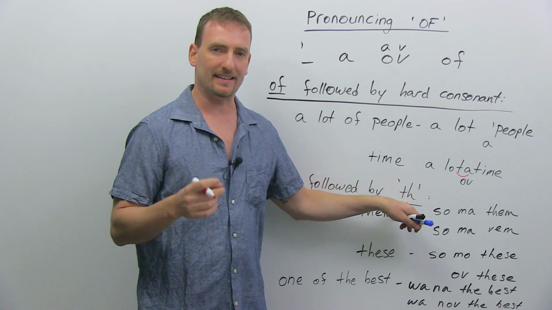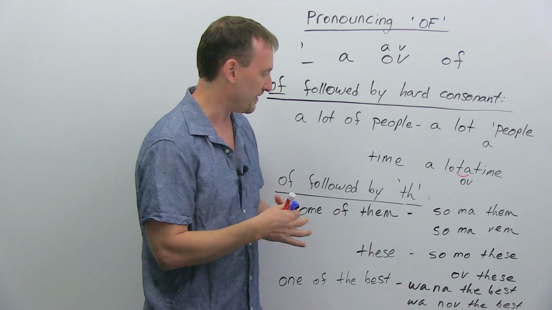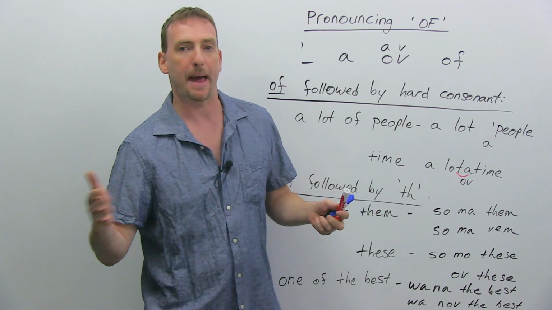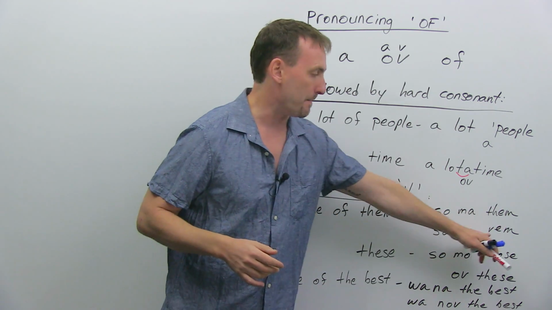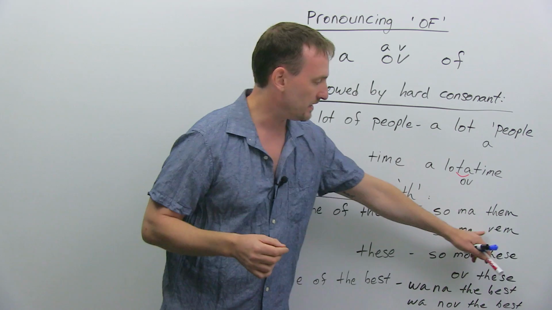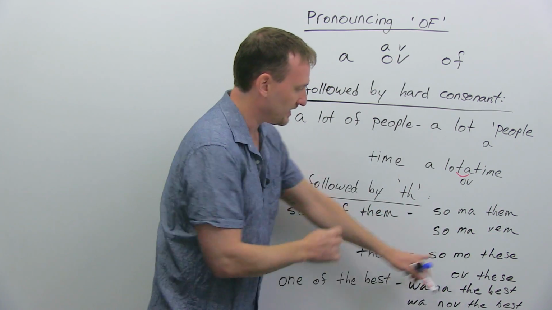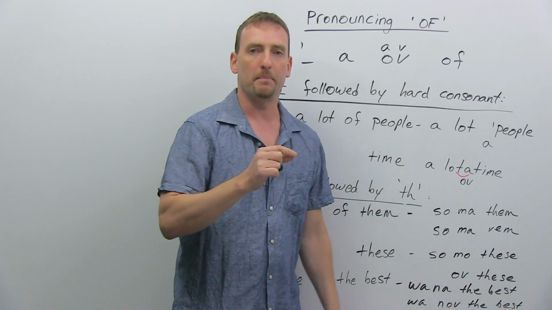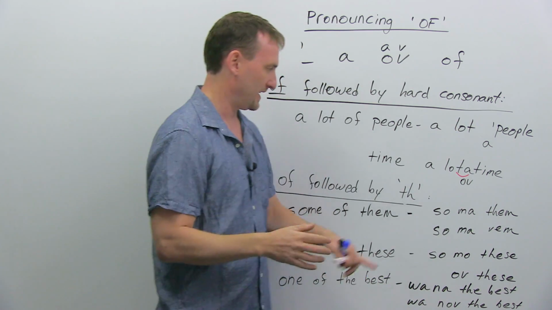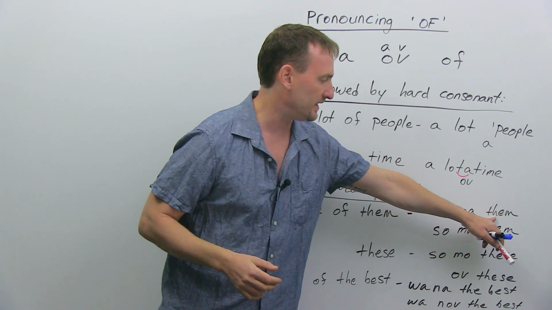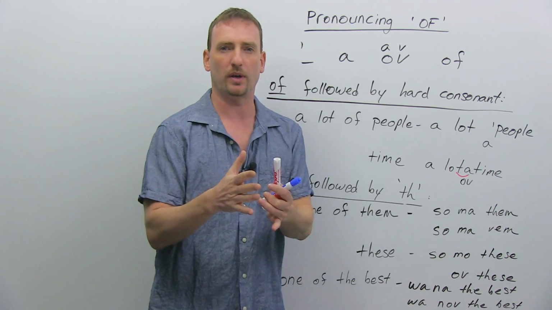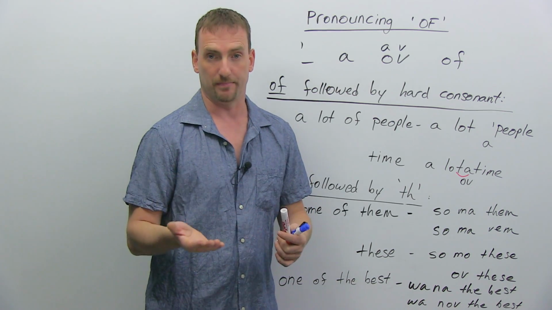Now, when it's followed by a TH, so when we, for example, have "them," most native speakers will just drop the TH altogether and just say "em." Okay, so "some of them." Because we drop the TH and we take the V of the "of." "Some of them." If you want to keep the TH, drop the V. If you want to use the V, drop the TH. But generally we don't have them together. "Some of them," okay?